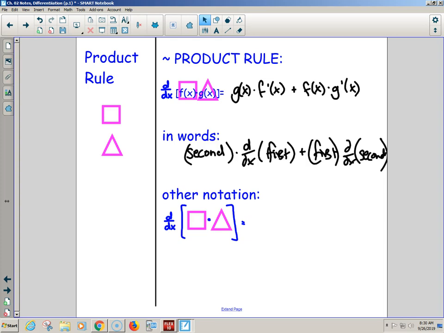So when I do box and triangle, what I'm trying to show you is it's a product of two separate functions, and products of two separate functions need the product rule. And here's how the product rule works this way. You can do triangle, d-box.